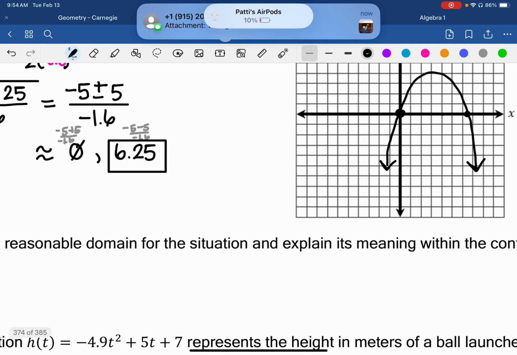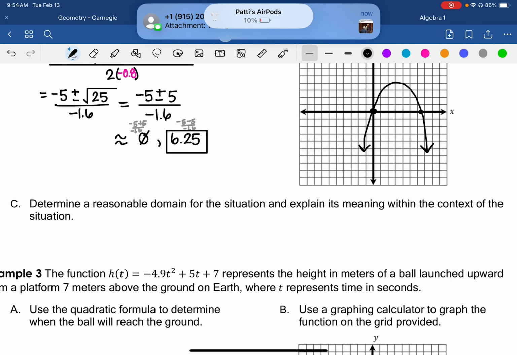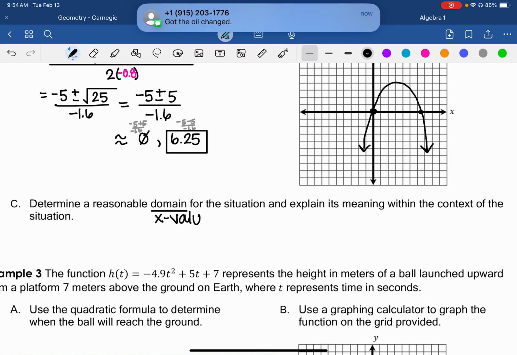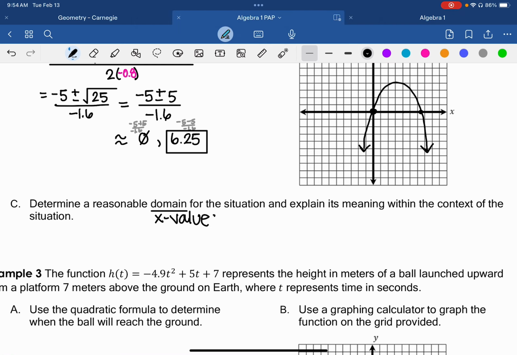Okay, in the last one, determine the reasonable domain. Remember, the domain are your X values. So I'm going to use my two solutions. It's going to go from 0 less than or equal to, and I'm going to change it from X to T because we just use T instead, to 6.25.